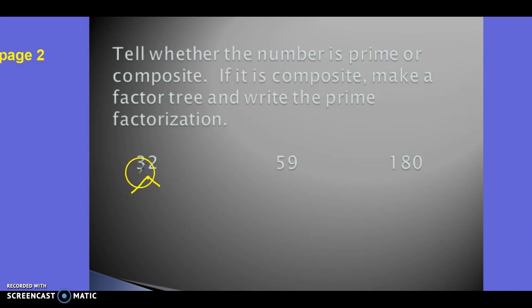Alright, I'll explain one more here. The number 32, I know it's even, so if you don't know what goes into 32, you could always do the number 2 if it's an even number. 2 times 16 gives me 32. Now I ask myself, are either of those numbers prime? If so, I want to circle them. 2 is prime, so I circle it. 16 is not, so I need to keep going with my tree.